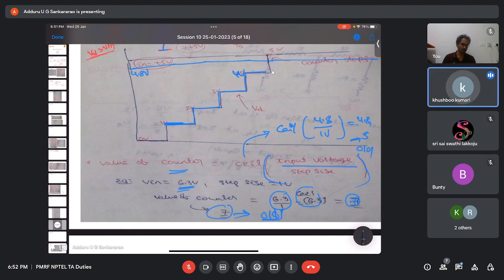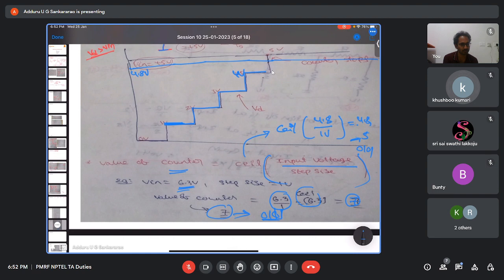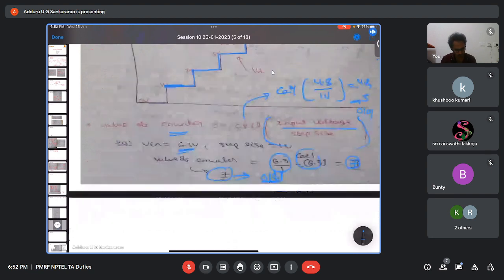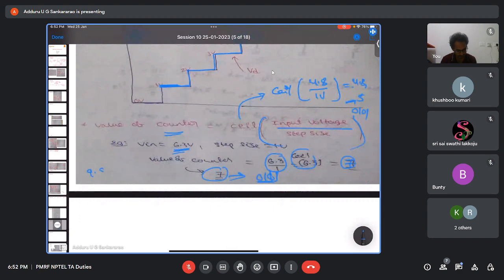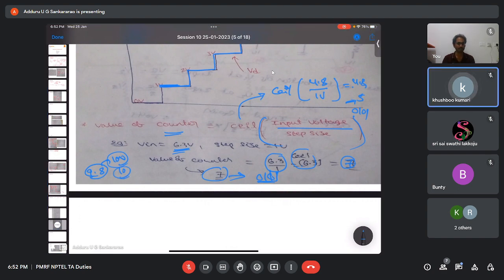Can explain how it is working. Ceiling means, see, it's like the upper value. Because 4.8 volts I'm giving, but when you're getting 4 volts, still the counter is incrementing. When it is 5 volts, then only it is not incrementing, right? Ceiling means the next integer. Suppose let us say 9.8, ceiling means the next integer, 10 volts or 10. You got it, right? Yes, sir.